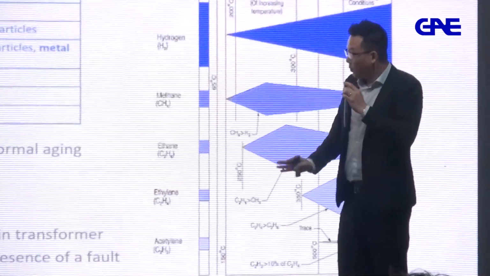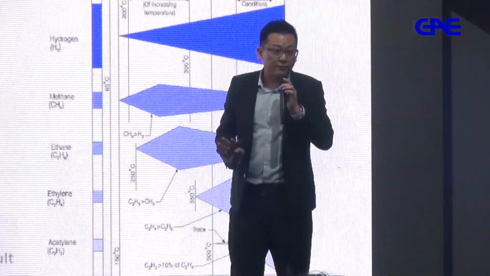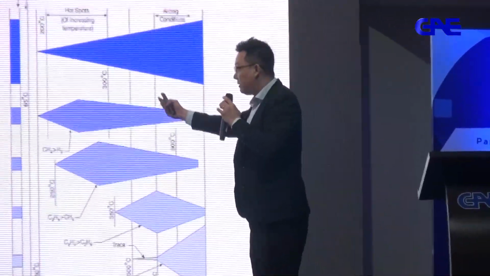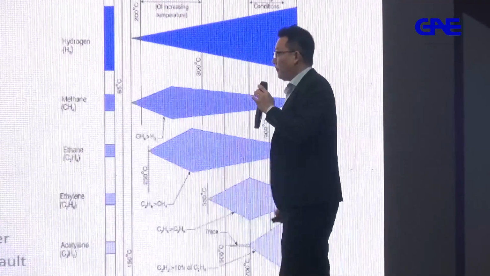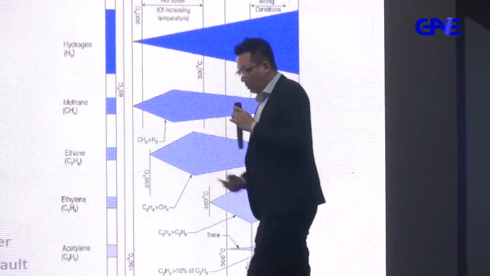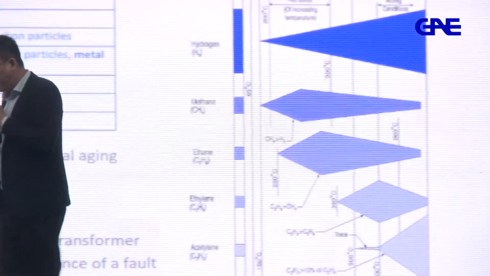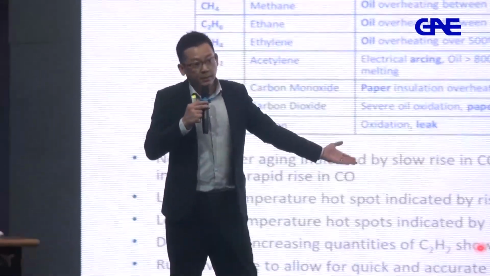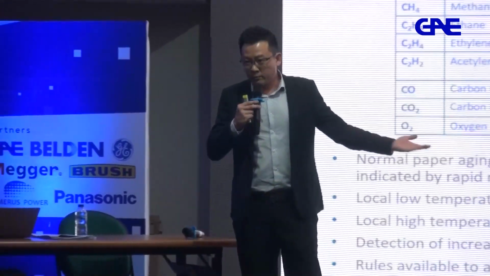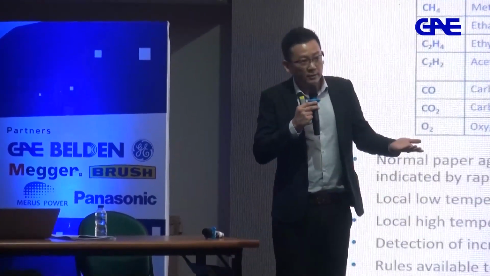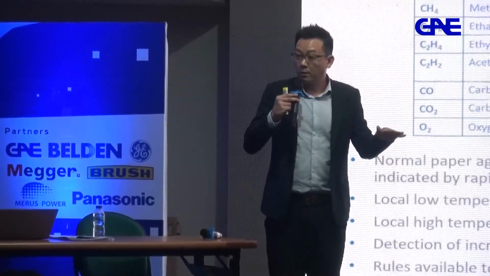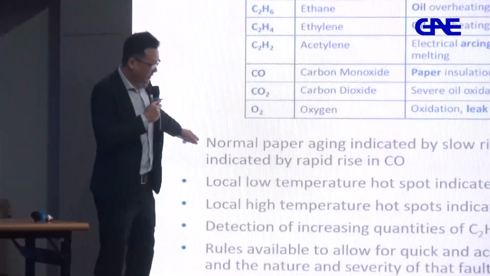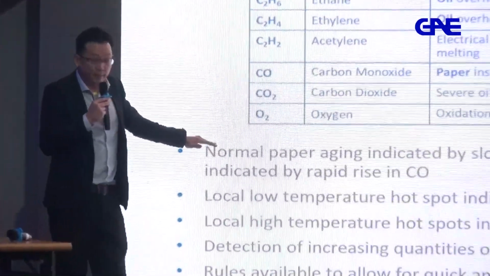So that is the most crucial one that we don't want to see from a transformer. Of course, we have methane, ethane, then ethylene, then carbon dioxide, oxygen. When you talk about a free breathing transformer, definitely there will be oxygen inside the transformer. Unless it's a totally sealed transformer, then of course the oxygen ppm will be much lower.